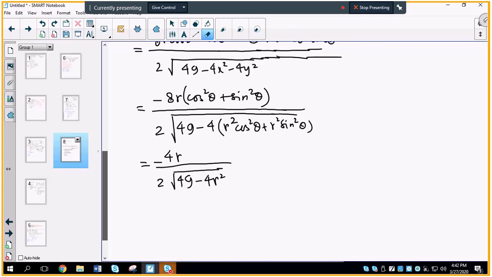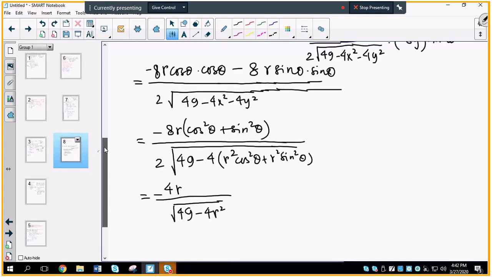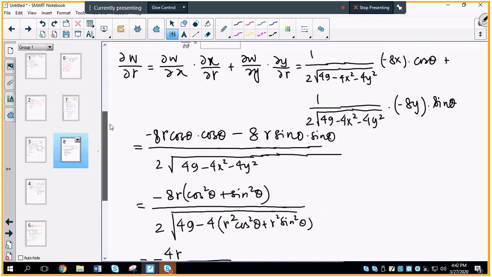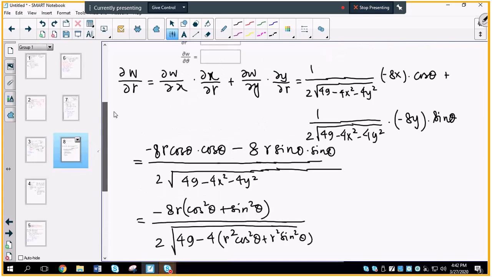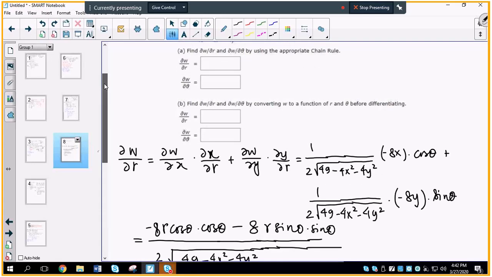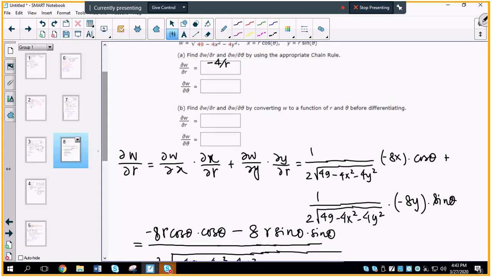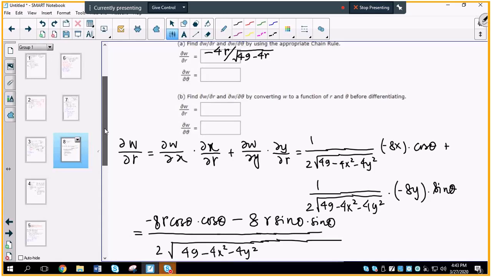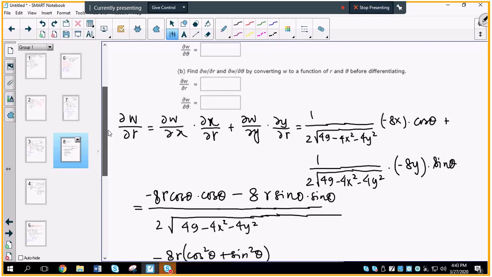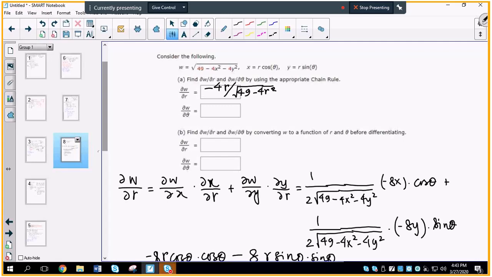And in fact, I don't have this 2. I cancel this with the 8 on the top. So this is what seems like my del w del r. So del w del r, I'm going to go ahead and say minus 4r over square root of 49 minus 4r. Let me check. I think that's r squared on the bottom. R squared. Now we are interested in del w del theta.